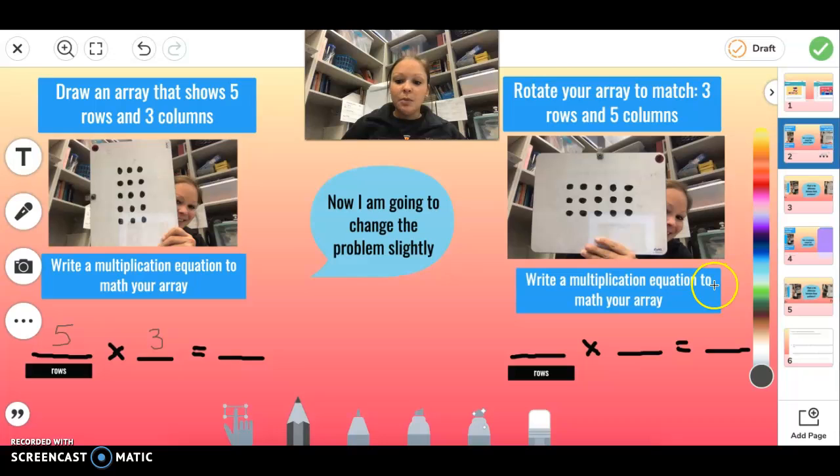So we're going to write a multiplication equation to match this array, where our first factor is going to be the number of rows. Again, we have 1, 2, 3 rows. So our second factor is going to be the number of columns. 1, 2, 3, 4, 5 columns. So here I have an array showing 5 times 3, and here I have an array showing 3 times 5.